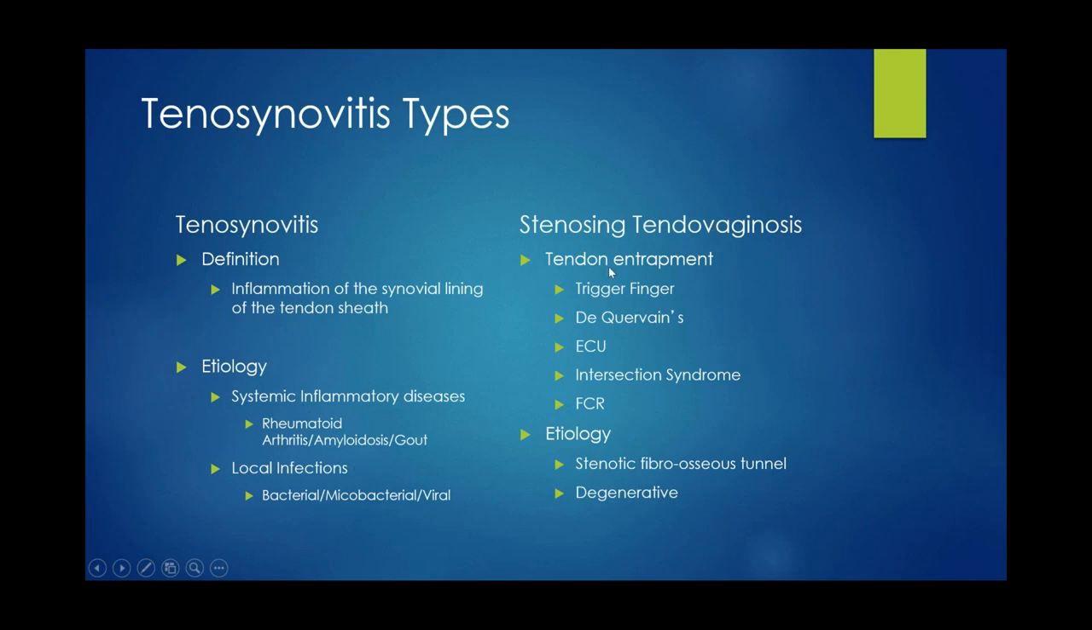The stenosing ones are the ones we've covered already, including trigger finger, De Quervain's, intersection syndrome, ECU entrapment, or injury to the FCR. These are related to entrapment of the tendon in the fibro-osseous tunnel, and that leads to degeneration of the tendon.